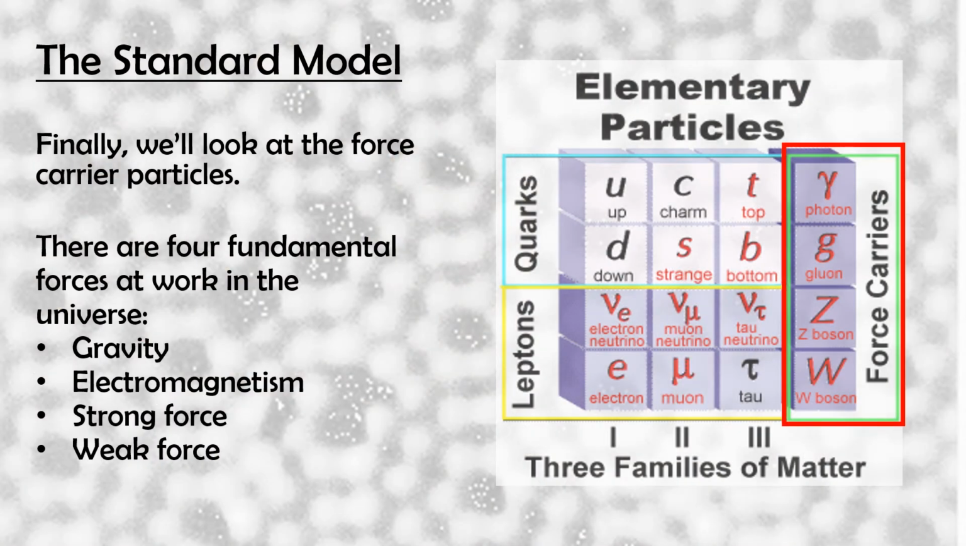Finally, we'll look at the force carrier particles, and they're shown over on the right-hand side of the diagram. There are 4 fundamental forces that work in the universe, and they are shown below, and that's gravity, electromagnetism, and the strong and weak nuclear forces. Now, we know quite a bit about gravity. It's the first one we learn about in school, and it's the one that we've probably known about for the longest, thinking back to people like Galileo and Newton.